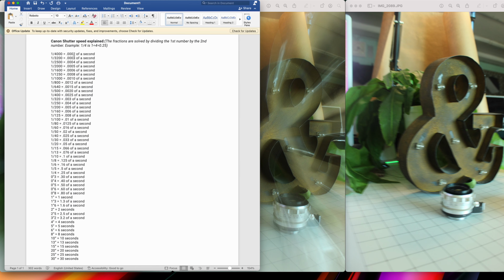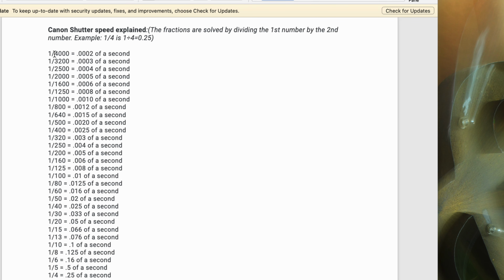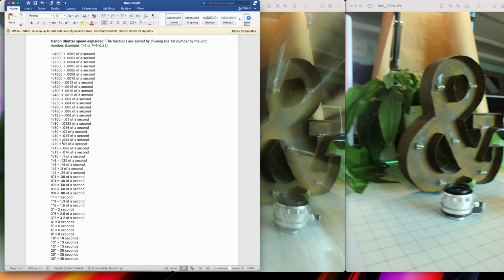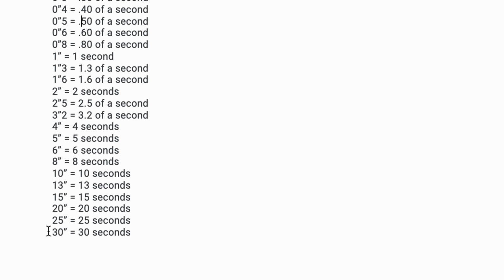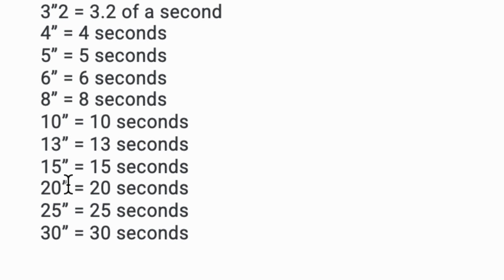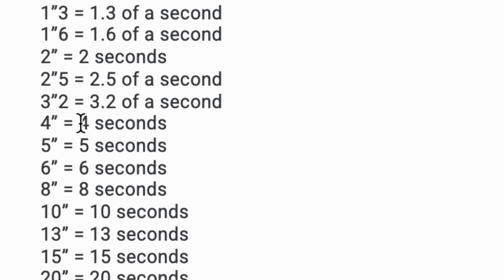I just wrote down the different shutter speeds, at least on the T7 and the T3. You can see it goes from 1/4000th right here all the way down to 30 seconds. And you can see what it equals. So anything with quotation marks after it, that's how many seconds it is. So 10 seconds, right? 8 seconds, 4 seconds.